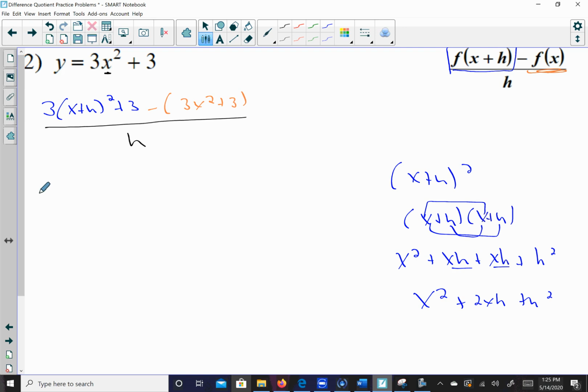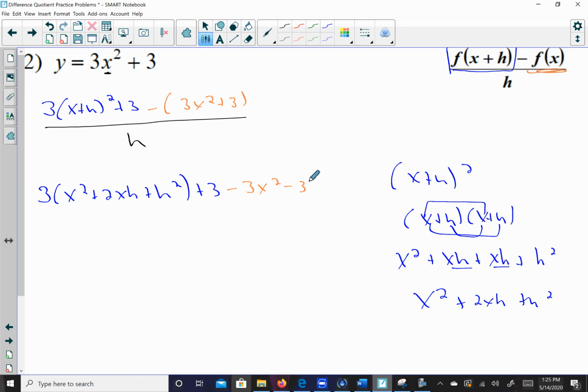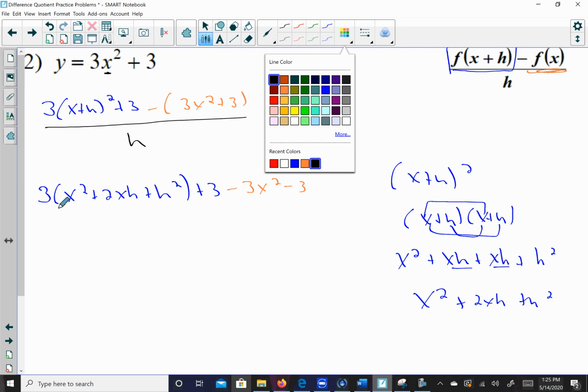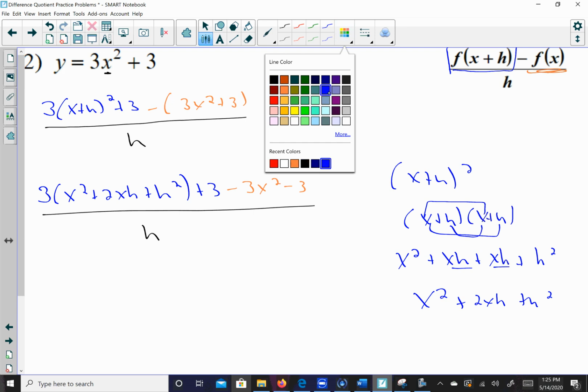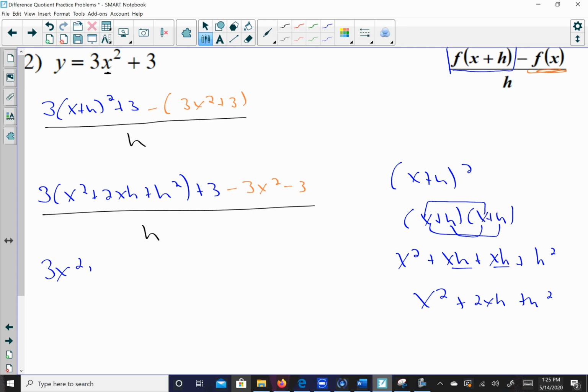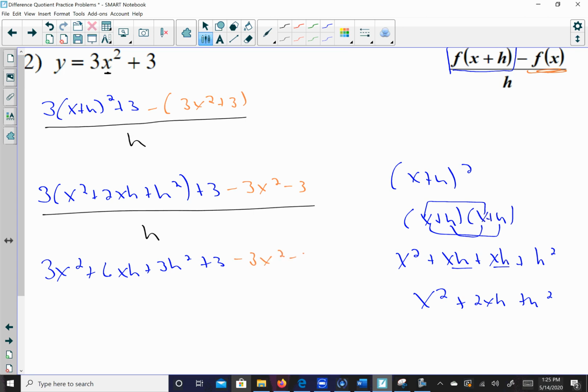So I'm going to rewrite this as 3 times x squared plus 2xh plus h squared, and then there's that plus 3. Then here's the original function. I'm going to distribute the negative sign while I'm here, so this will be -3x squared minus 3, and this is all over h. Distributing the 3, I'm going to have 3x squared plus 6xh plus 3h squared plus 3, and then keeping this in the orange, minus 3x squared minus 3, and this is all over h.